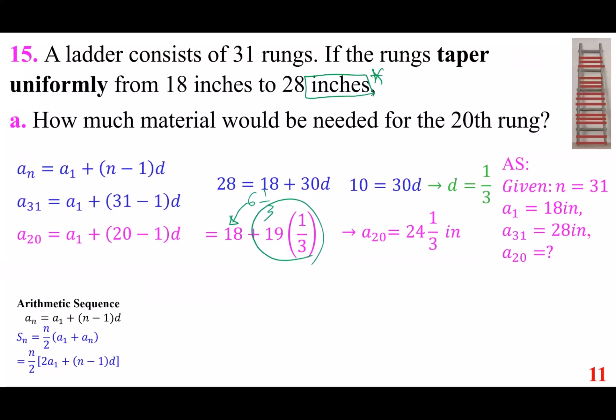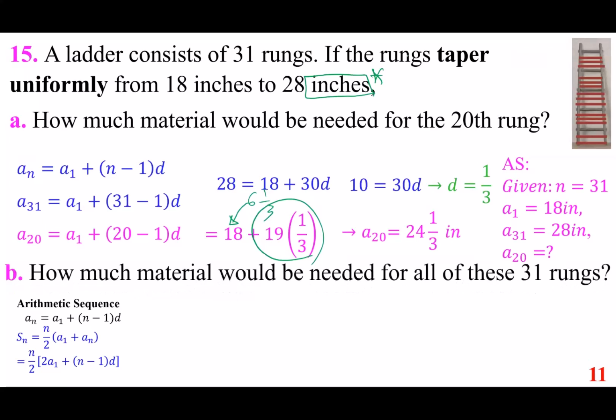Finally, how much material would be needed for all of these 31 rungs? Well, that means we want to find S sub n, which is n over 2 times (a sub 1 plus a sub n). And we can use either this formula or this formula. Since we have a sub 1 and a sub n, it's easier to go with that.